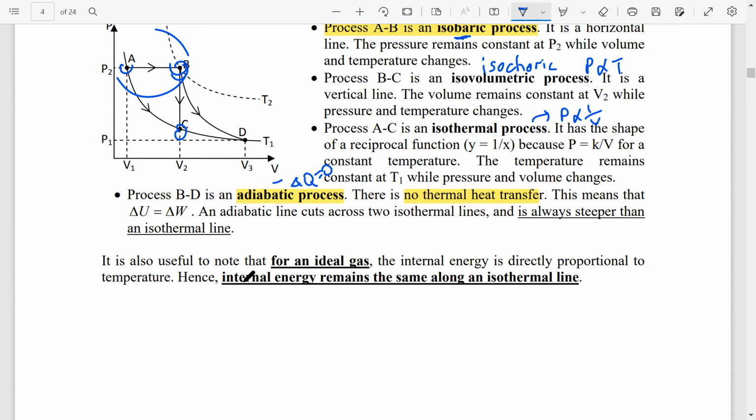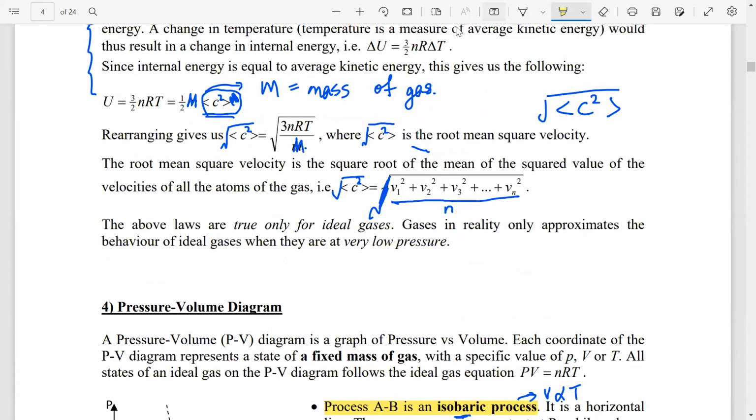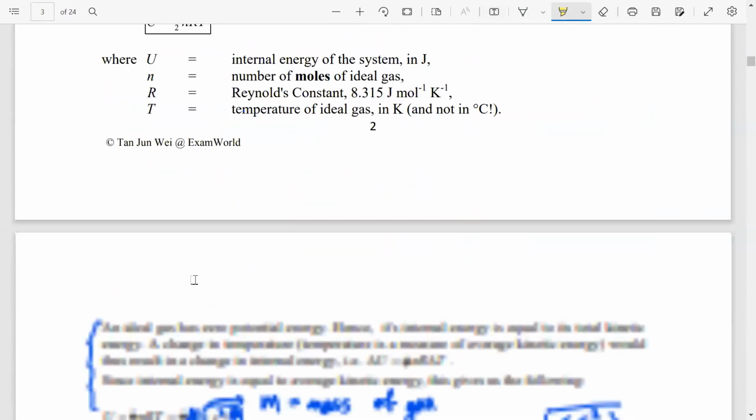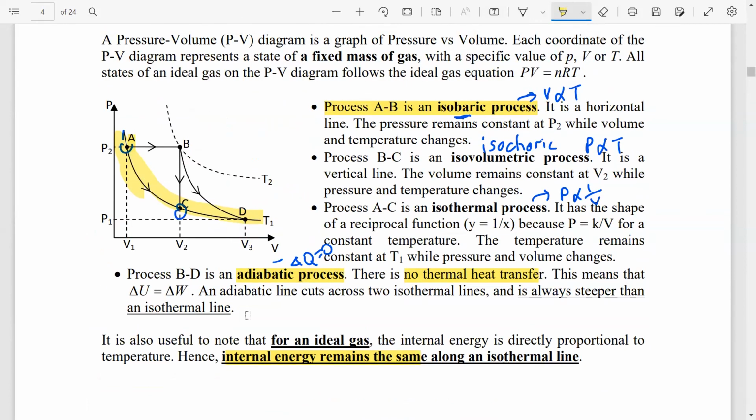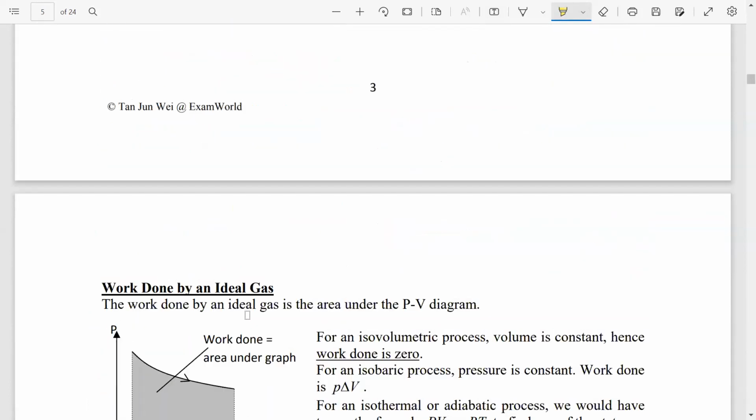Now, for an ideal gas along an isothermal line, which in this case is going to be ACD, let's redo this part. So let's say for ACD, this line, it's an ideal gas, it's a constant temperature, internal energy remains the same. Why does it remain the same? Because remember, internal energy is 3 over 2 nRT. So constant temperature, we have constant internal energy. So these are the four processes. At least you need to know what they look like, what they do. That's about it. Now we'll go from here to a more complicated version.